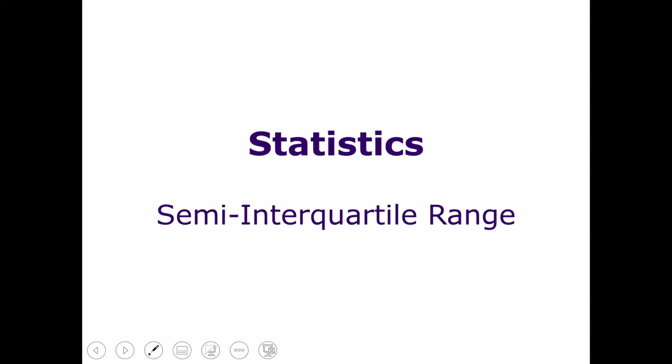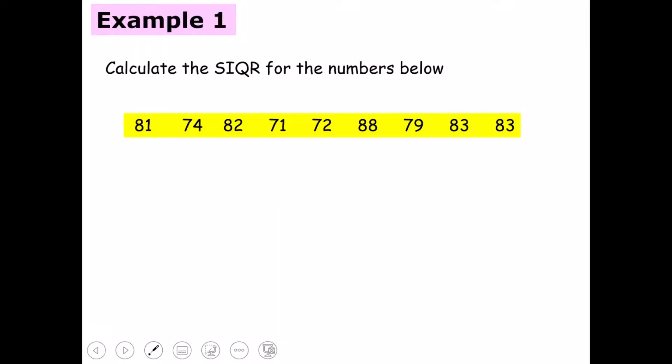So we're going to continue looking at statistics, and we're going to be looking at calculating the semi-interquartile range today. So first example, we're being asked to calculate the semi-interquartile range for the numbers below. Semi-interquartile range, we're just going to write it in shorthand, SIQR, and it is a measure of how varied the numbers are from the centre point. So from the median, how spread out are the numbers.